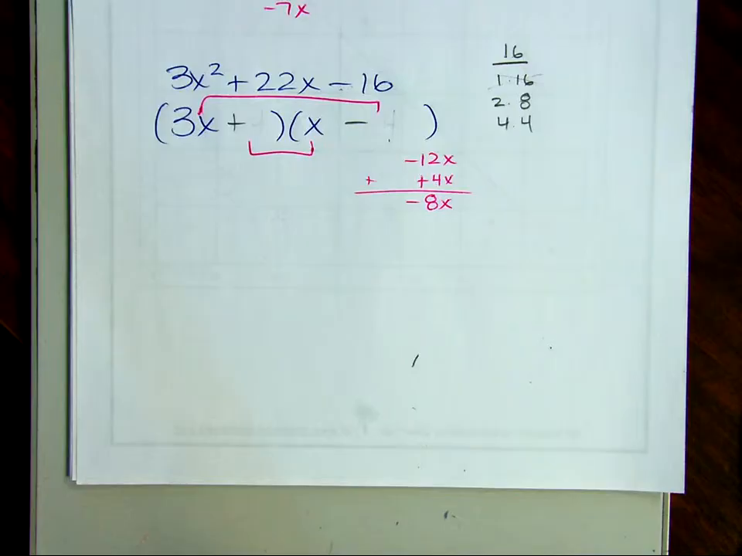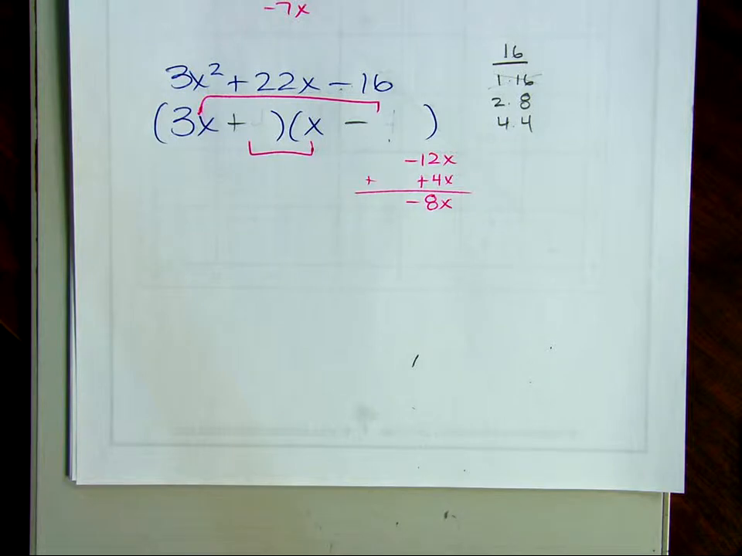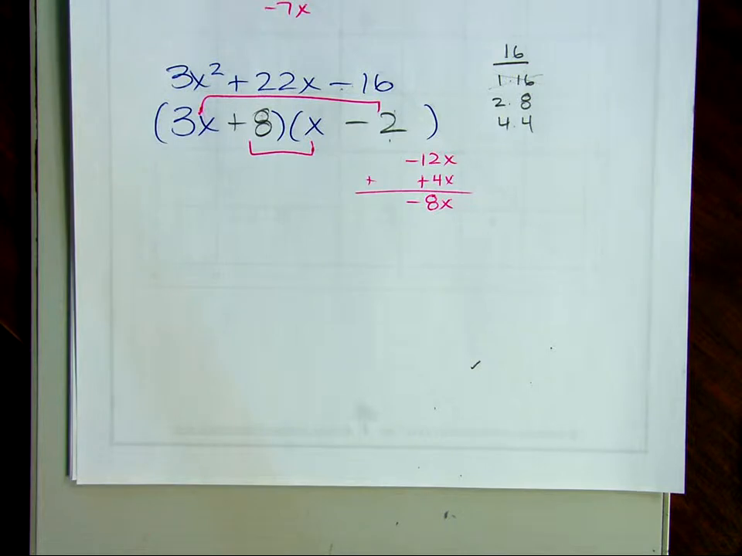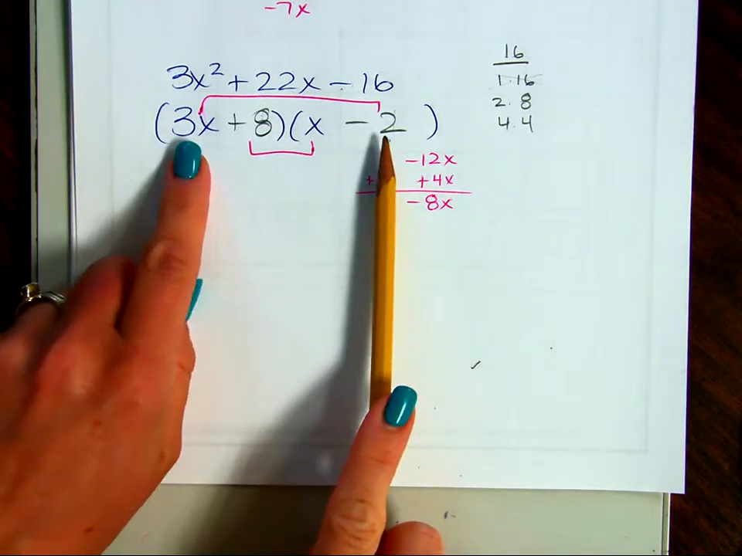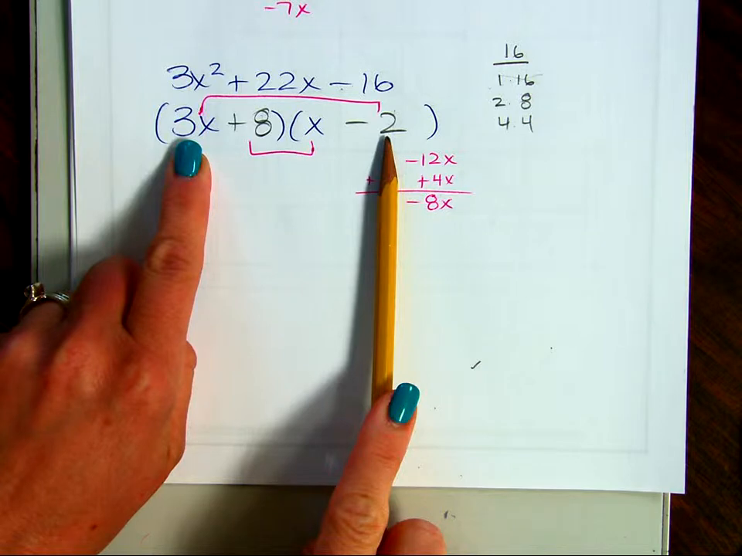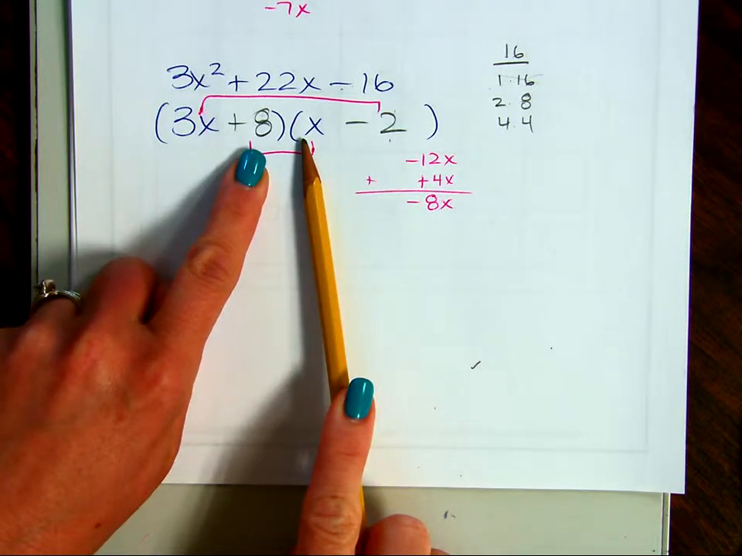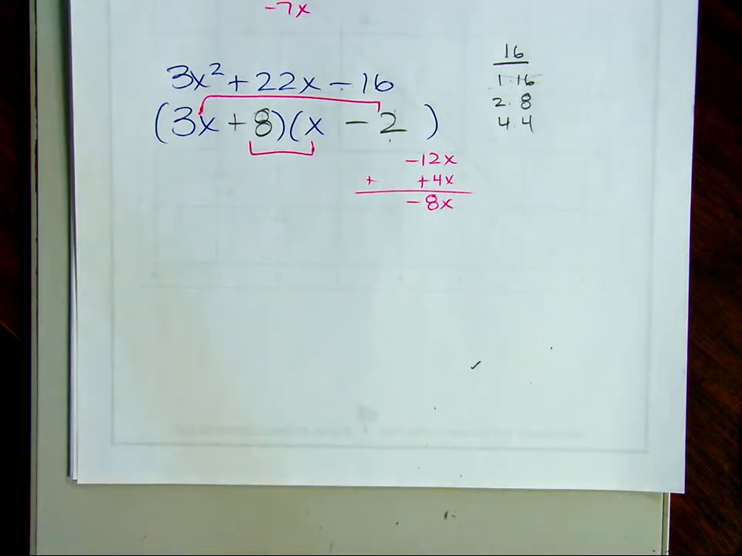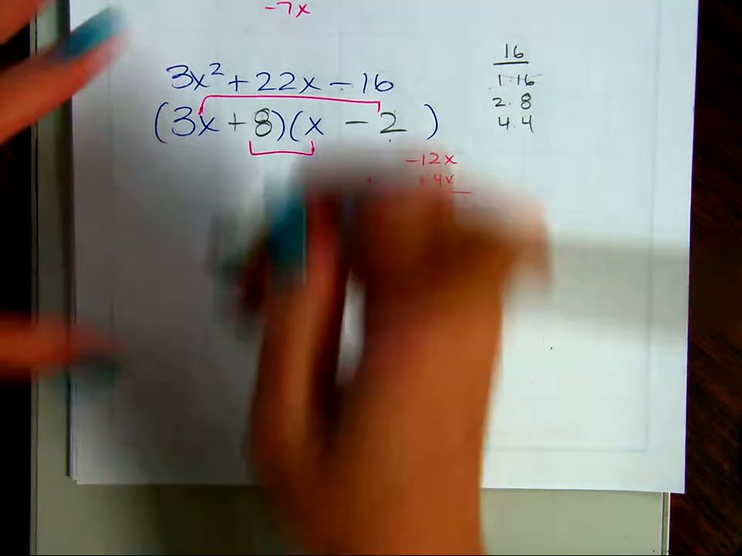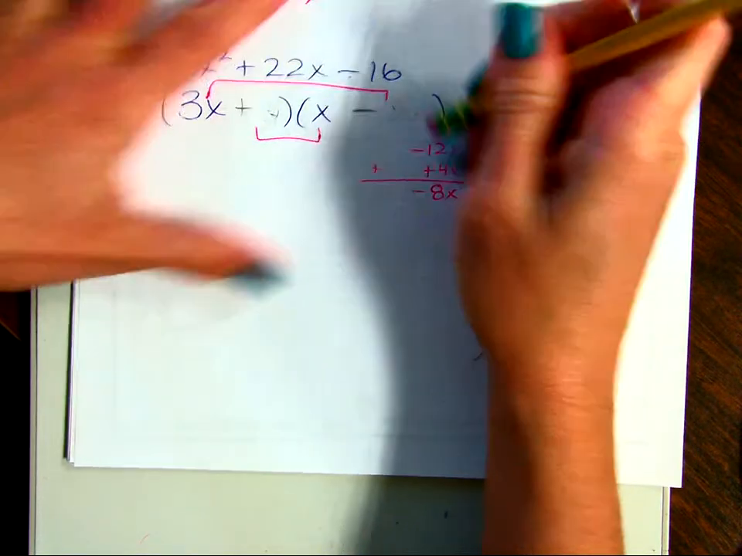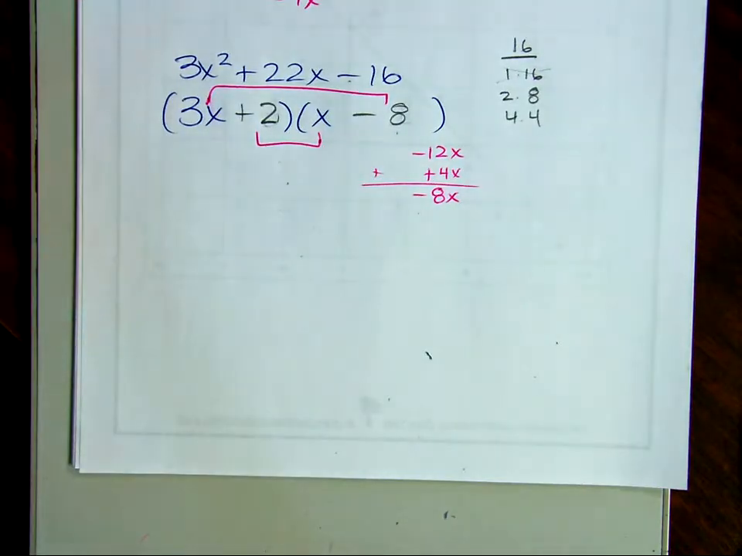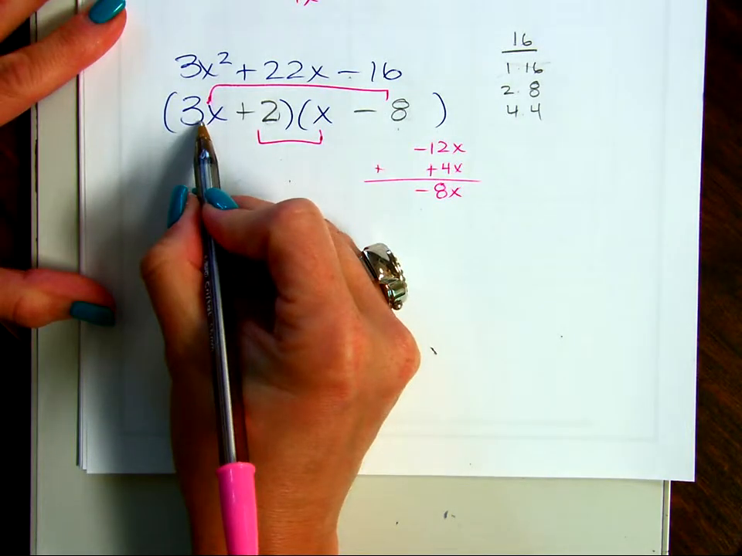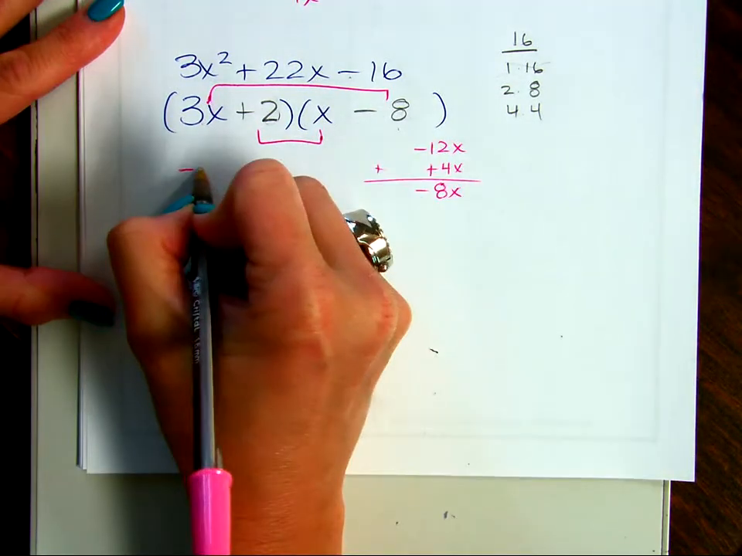Erase this. Okay? Next, I'll try 8 and 2. So let's say 8 and 2. Let's check it again. This gives me what? 6. This gives me 8. And what's 6 plus 8? Not 22. So what do I do next? Switch them. The 8 doesn't belong here. Maybe it belongs over here. 8 and 2. Do you see what trial and error means? So now let's do this. What's 3x times negative 8?